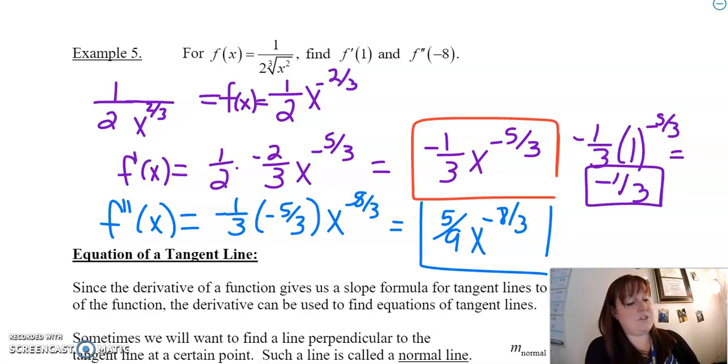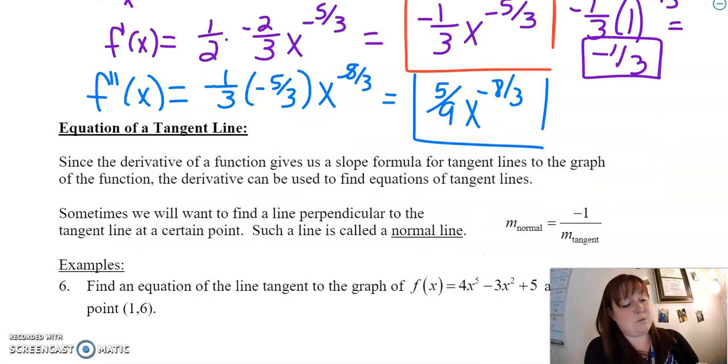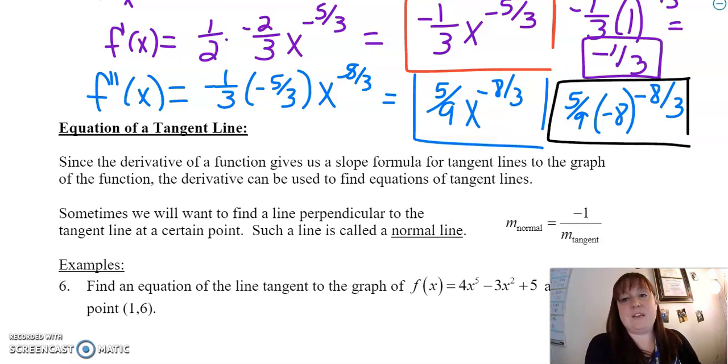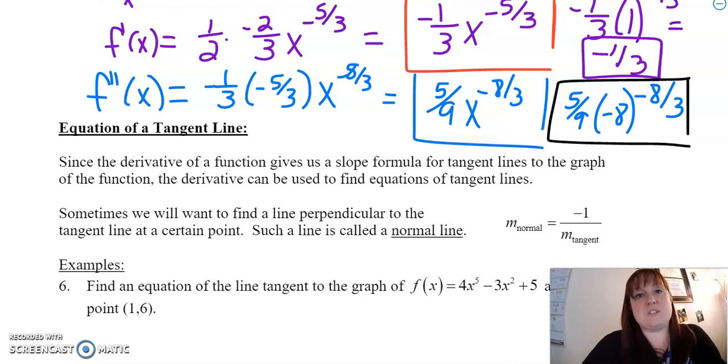And then for this one, we're going to plug it in. We're going to get 5/9 x, and x was supposed to be -8, to the -8/3. And guess what? You could simplify that if you wanted. You could figure out what -8 to the -8/3 is, because it's the cube root of 8 to the -8. But why would you do that? We're in calculus. Just leave it. That's it. Don't have to simplify it. I know it's ugly, and I know it's against everything that you've ever held holy in math, but you can just leave it just like that.